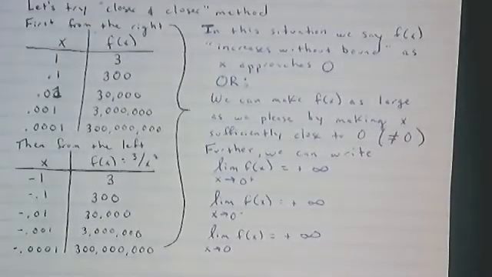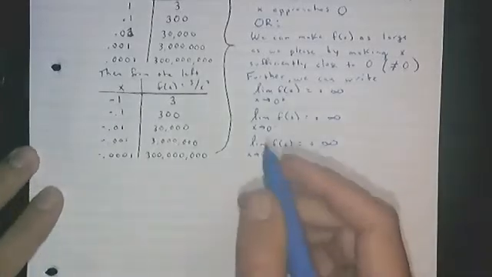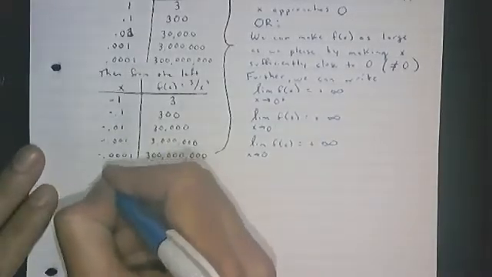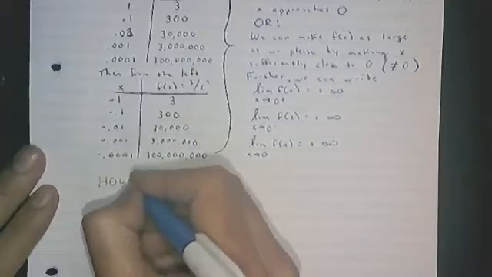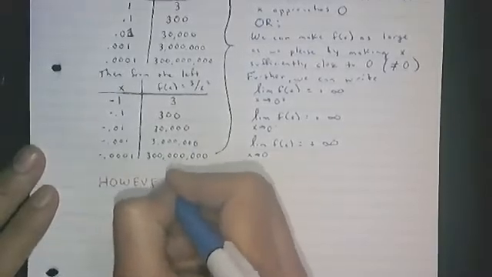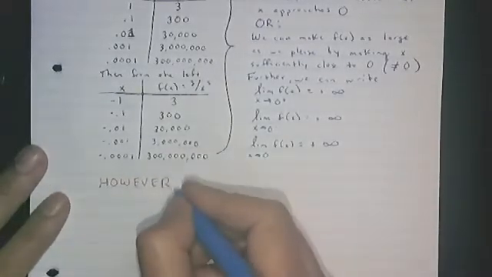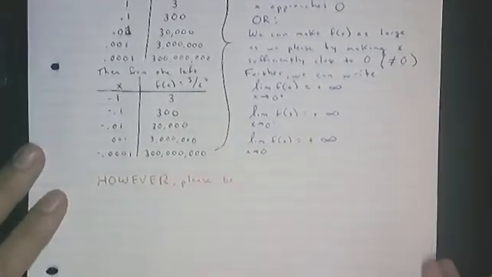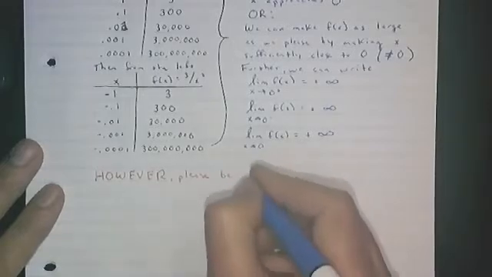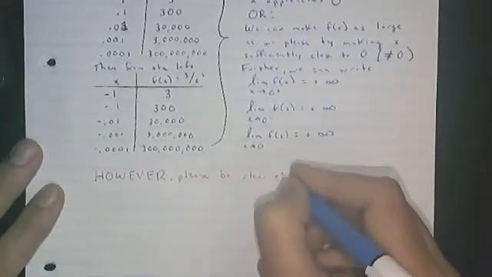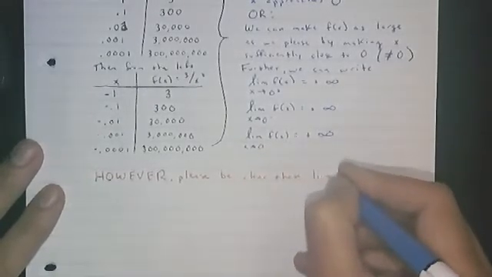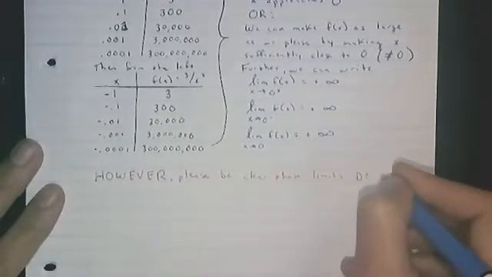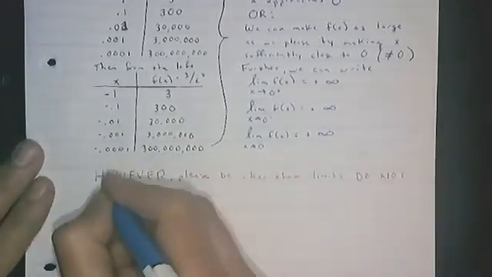However, despite what we just wrote here, we need to be as crystal clear on this as possible. These limits do not exist. They don't. They DNE. However, please be clear. Writing in red, getting your attention, hopefully. These limits do not exist.